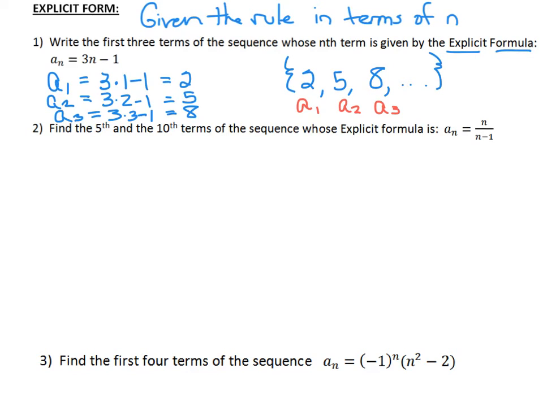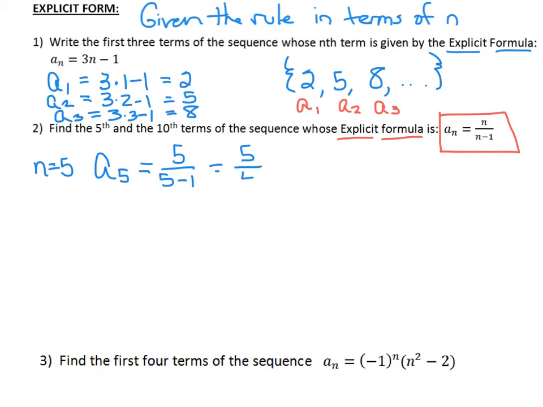Let's go to example number 2. Find the 5th term and the 10th term of the sequence. Again, I'm given an explicit formula. So I look at the formula, an, so the nth term is equal to n divided by n minus 1. So that tells me that I don't have to know all the terms ahead of it. I can just find a5 right away. I don't have to find a1, 2, 3, and 4 if I'm given an explicit formula. So a5 just means that I'm using an n value of 5. So I'm going to put 5 in for n, and I get 5 divided by 5 minus 1. So the 5th term is going to be 5/4.